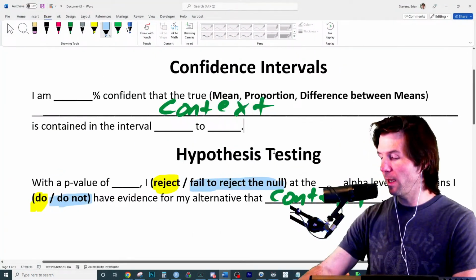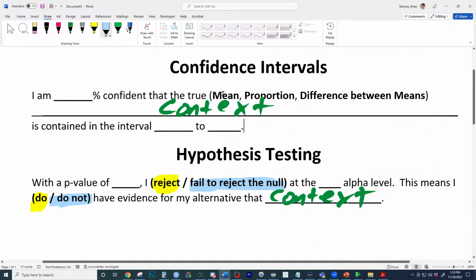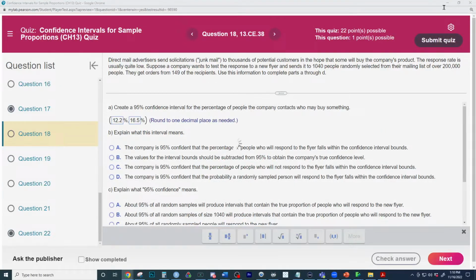So right here, I am blank percent confident that the true either mean, proportion, or difference between means. So these are different chapters right here. And then give the context of it. Is contained in the interval lower to upper. And those are the 4 parts. I think of it as 3 a lot of times.